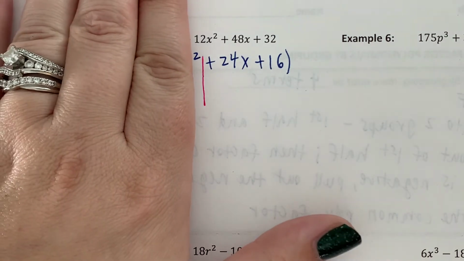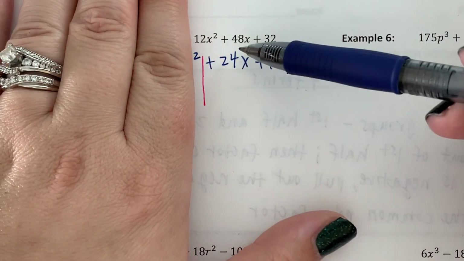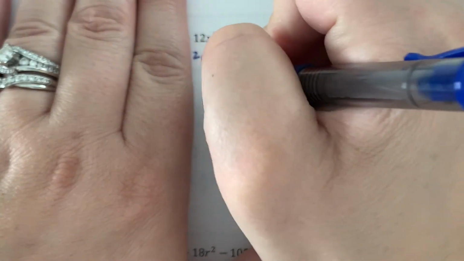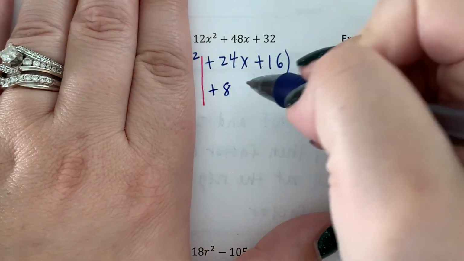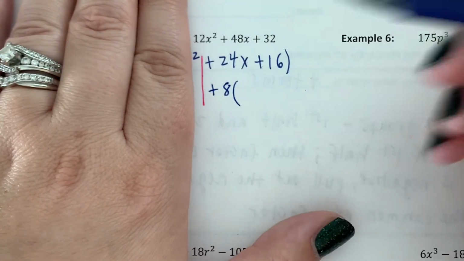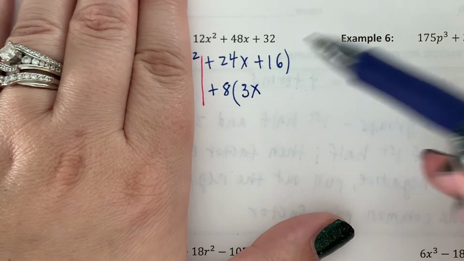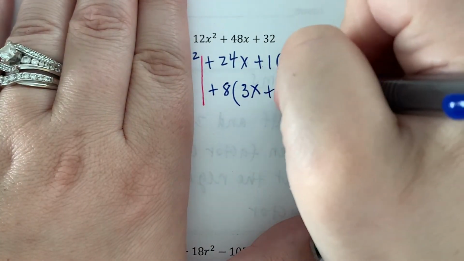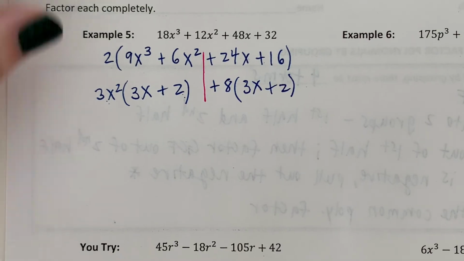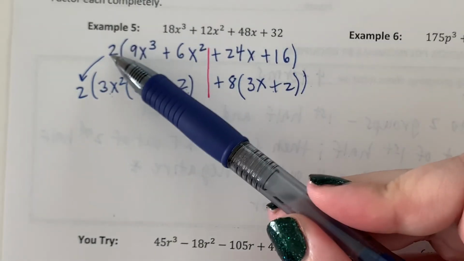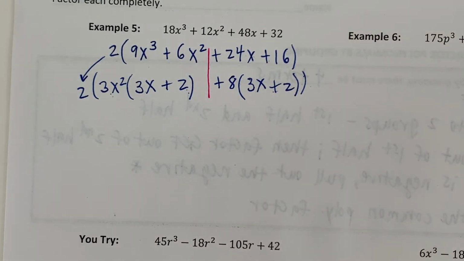Now I can do grouping on my second half. What's my GCF for 24x plus 16? Let's see, 8 goes into both of them, so I can pull out an 8. 8 times what gives me 24x? That would be 3x. 8 times what gives me 16? That would be 2. And right here, this was me factoring by grouping, but what I am going to do is I'm going to pull down that 2 out front. That didn't go anywhere, so I'll just keep rewriting the 2, bringing it down.